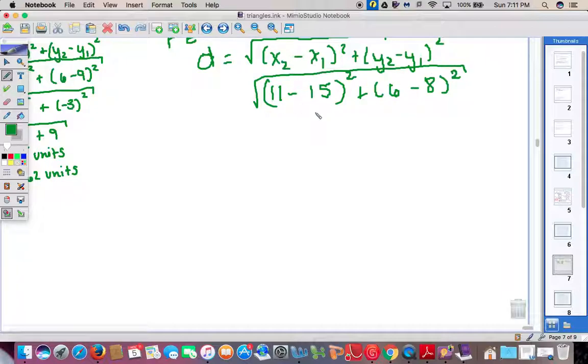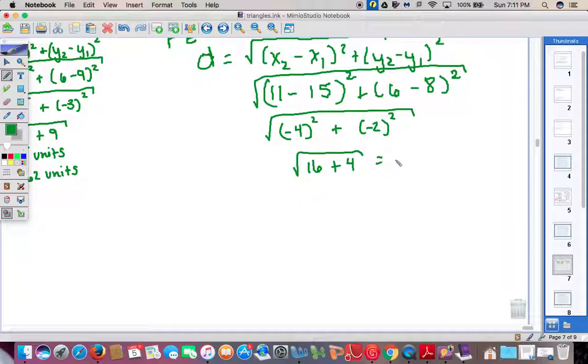So 11 minus 15 is negative 4. So I have negative 4 squared plus, and 6 minus 8 is a negative 2 squared. So if I take the square root of that, negative 4 squared is positive 16. Negative 2 squared is positive 4. So I have the square root of 20. And the square root of 20 is 4.47 units.